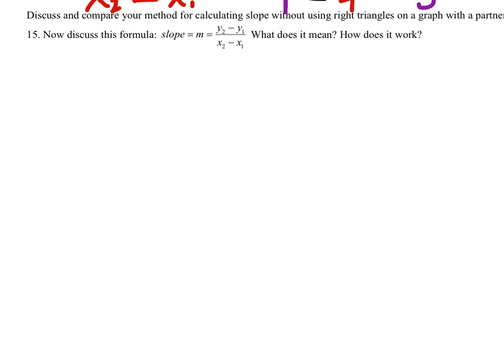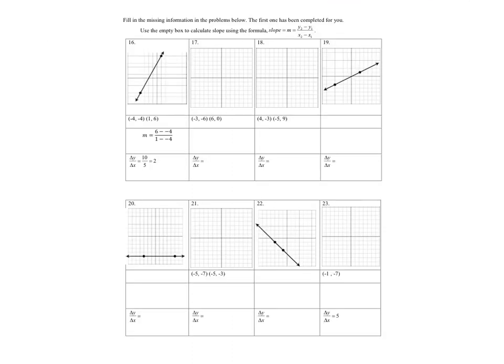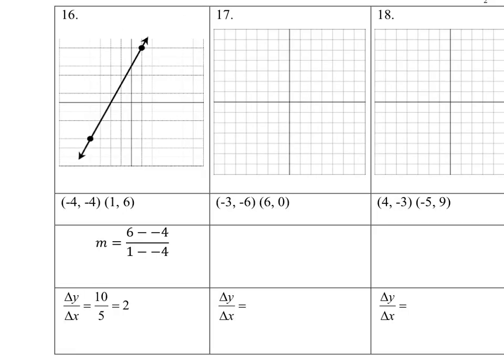Discuss and compare your method for calculating slope without using right triangles on a graph with a partner. Now discuss this formula. What does it mean? How does it work? We just went over that, so we're good. You guys go through these and find the slope. That triangle Y and the triangle X stuff, that's changing Y, changing X. It's just asking for the slope. That's all. Oh yeah, by the way, 16 is done for you. By the way, it's showing that it's using this equation stuff right here. But if you don't want to use the equation stuff and you'd rather graph it, then do that, okay?